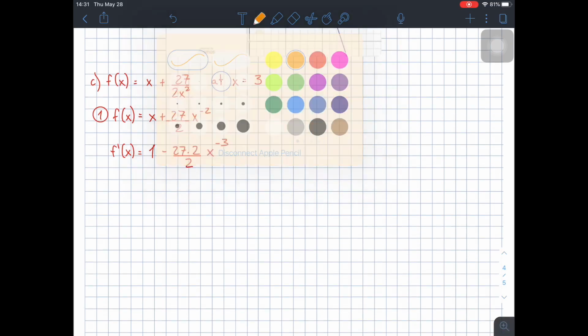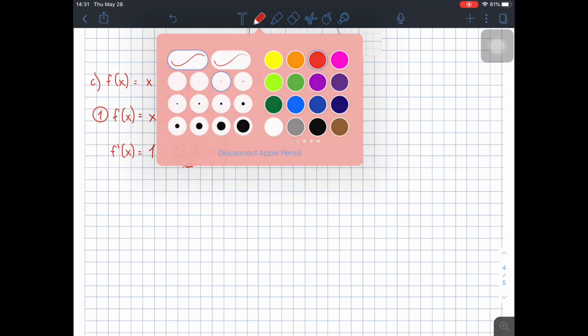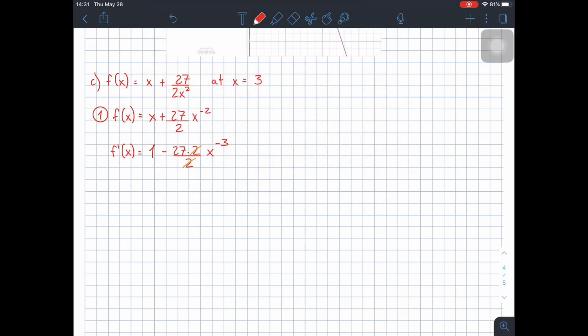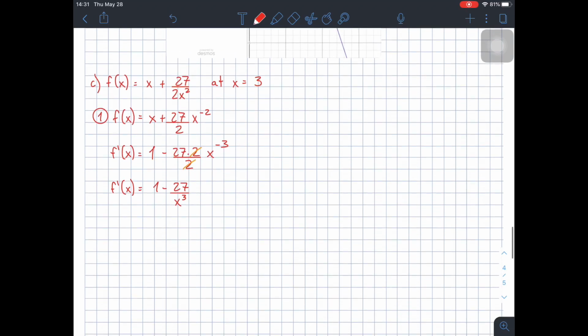Okay, I see I can simplify the 2's. If I rewrite this, f prime of x equals 1 minus 27 divided by x cubed. So we already have the gradient function. Once we have the gradient function, the second step is to find the value of the slope. How do we do that? We replace the given value of x into the gradient function. So I'm going to find f prime of 3.